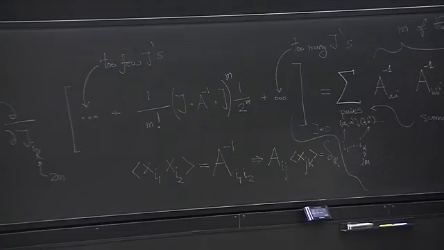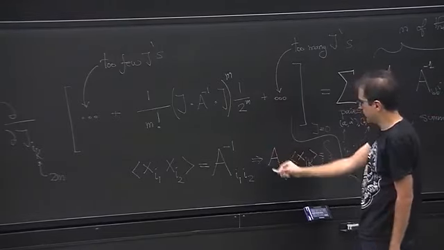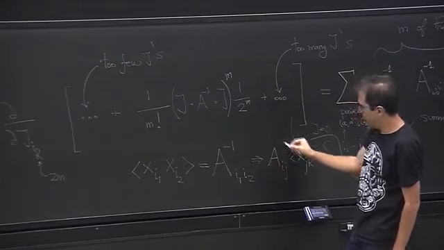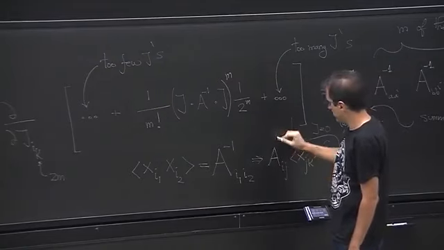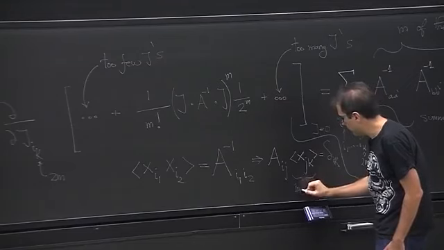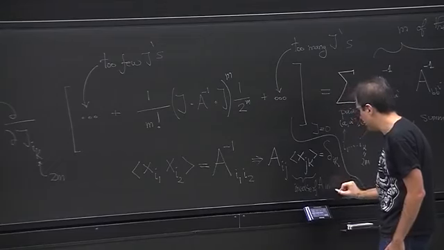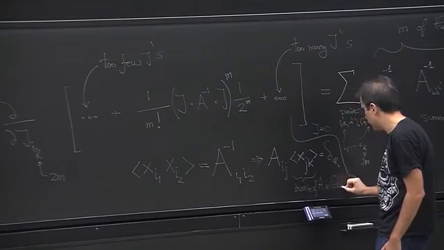I just multiplied A by the propagator, and I see that my propagator is the inverse. So the propagator is the inverse of the matrix that appears in the Gaussian integral, right? So the propagator is the inverse of A that appeared in the Gaussian integral.